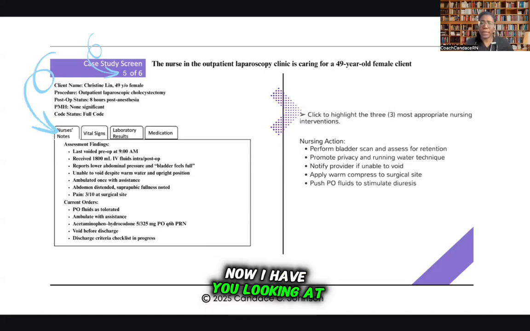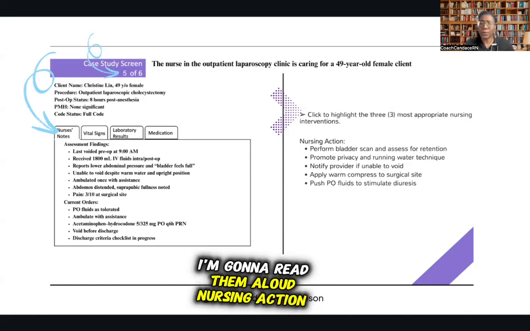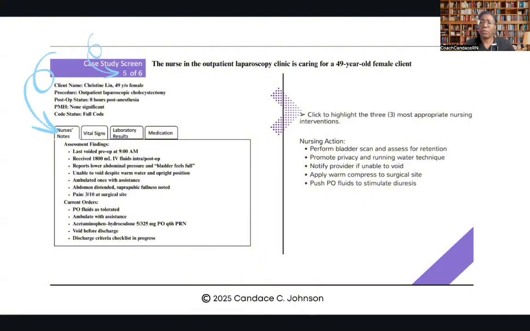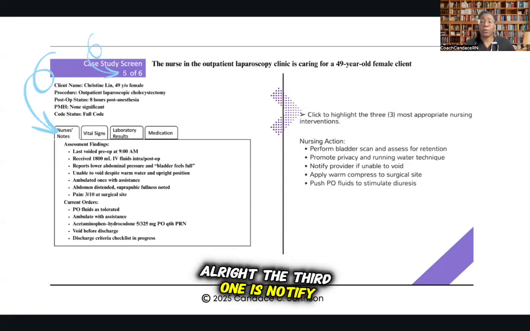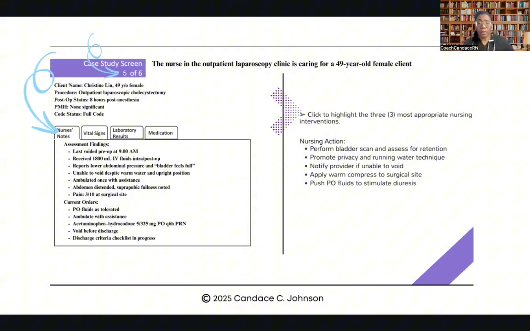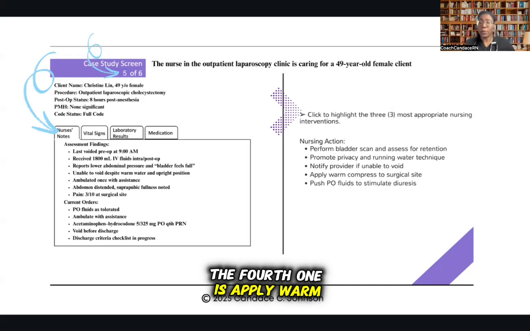All right, I have you looking at those right now. I'm going to read them aloud. Nursing action. The first one is perform bladder scan and assess for retention. The second one is promote privacy and running water technique. The third one is notify the provider if unable to void. The fourth one is apply warm compress to the surgical site. And number 6, push PO fluids to stimulate diuresis.